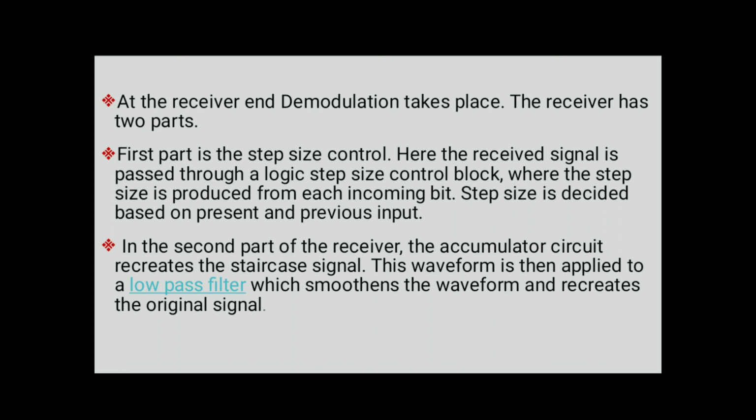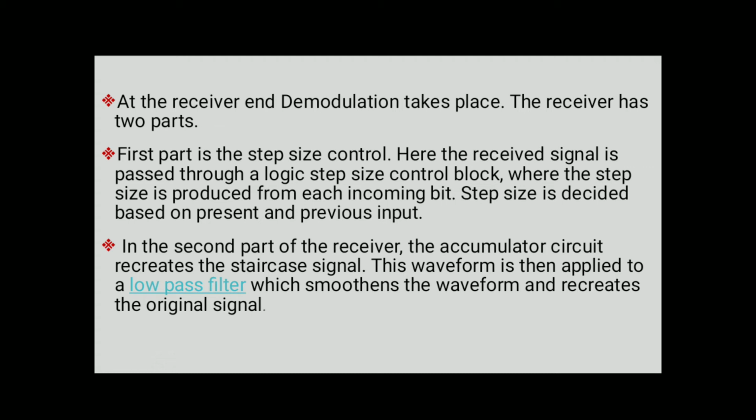At the receiver end, demodulation takes place. The receiver has two parts. First part is the step size control. Here, the received signal is passed through a logic step size control block, where the step size is produced from each incoming bit. Step size is decided based on present and previous input.